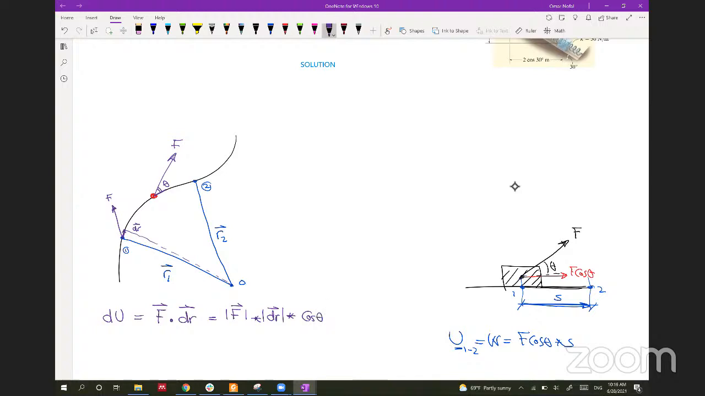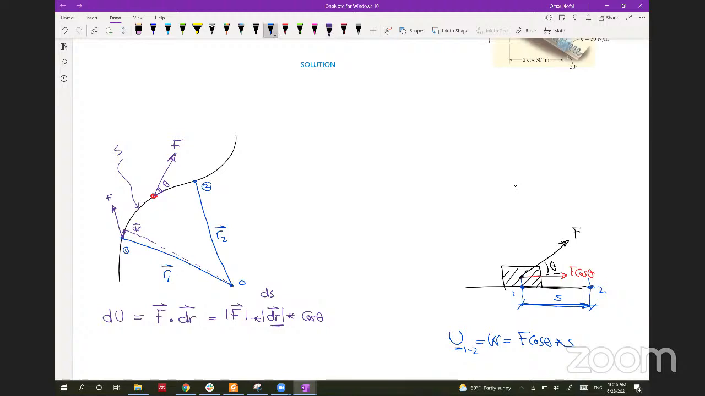So this is the definition of the dot product. And also this is the definition of the work, the force vector dot product with the dr vector. And the magnitude of dr, because it's very small, let's assume that the length of this arc is s. So dr as a magnitude will be equal to ds, this piece of the curve.